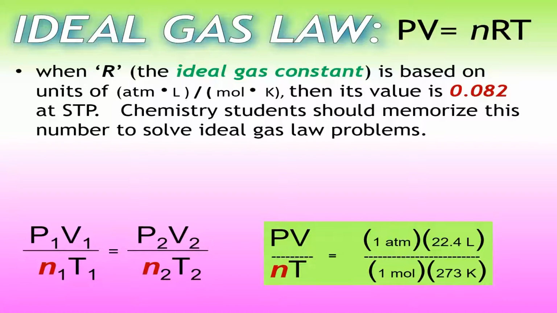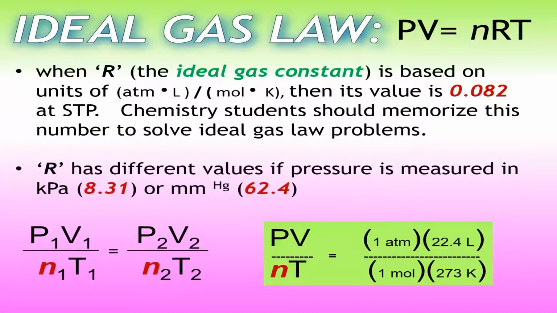Now, what if you're given a problem where the pressure is not atmospheres, or maybe even the temperature is not Kelvin? Well, if that's the case, R might have different values. And you can see some examples of those different values there. However, in this course, the only number I want you to memorize is 0.082 for atmosphere liters moles Kelvin. And if we ever use a different value, well, I'll tell you in the problem what it is. You won't have to memorize it.